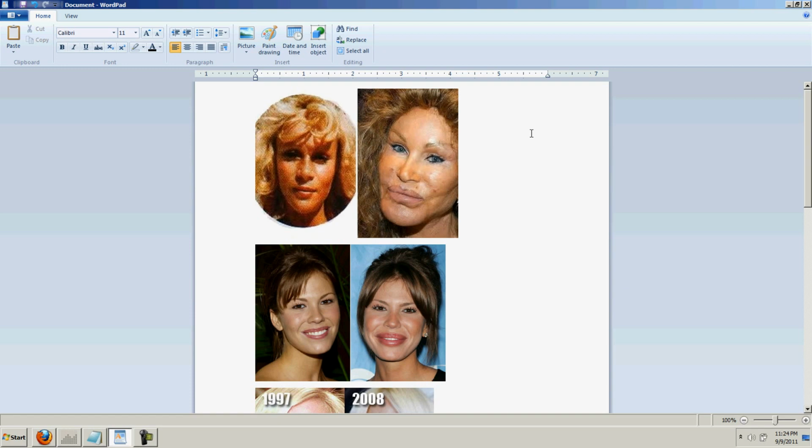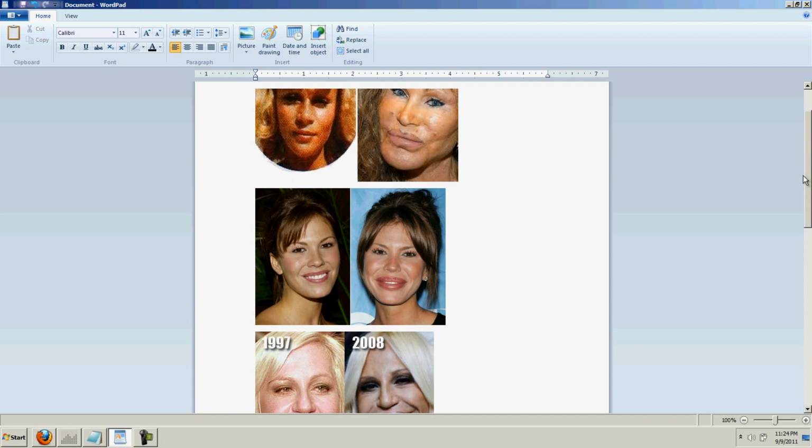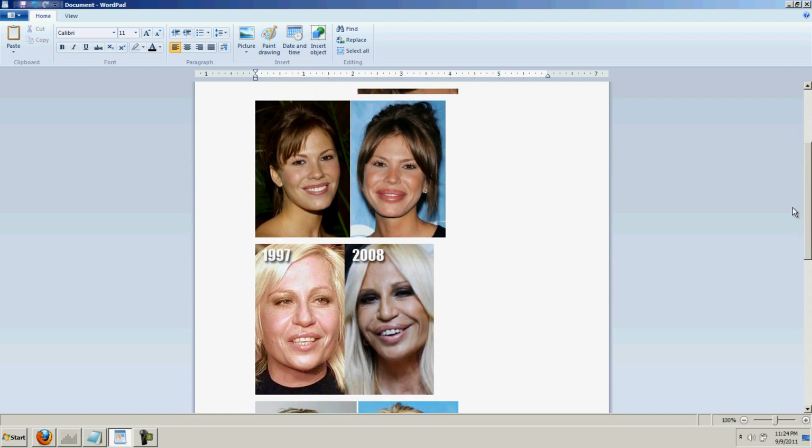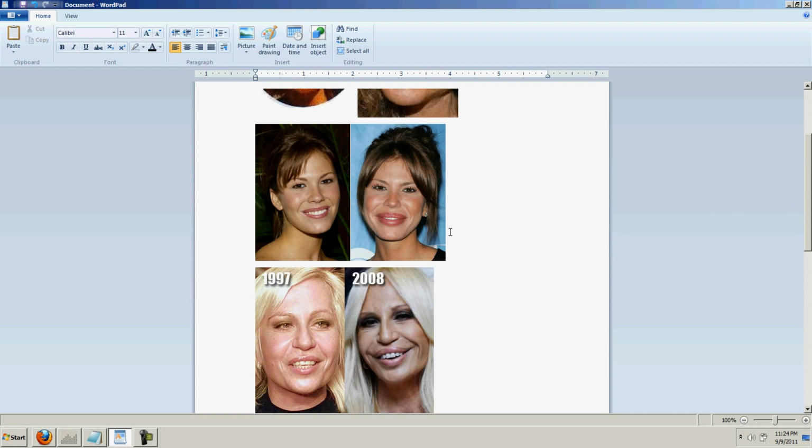So the first one, I remember her name is Wildenstein, and she is a very famous plastic surgery addict, and you can see the before and after on her face. This next one, I think her name is Nikki Cox. She's a fairly famous celebrity who's an actress. You can see that with her face, she somehow tried to enhance her cheeks, I think, and obviously her lips. I can't tell if her eyes have been done.